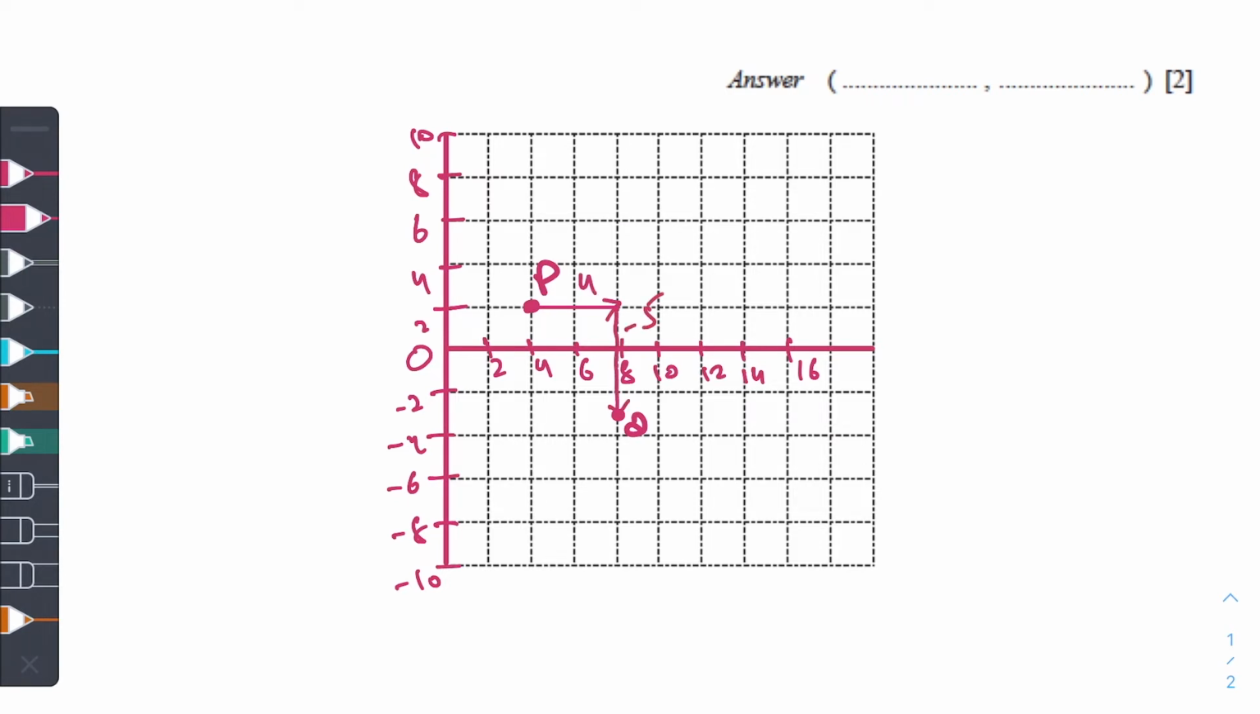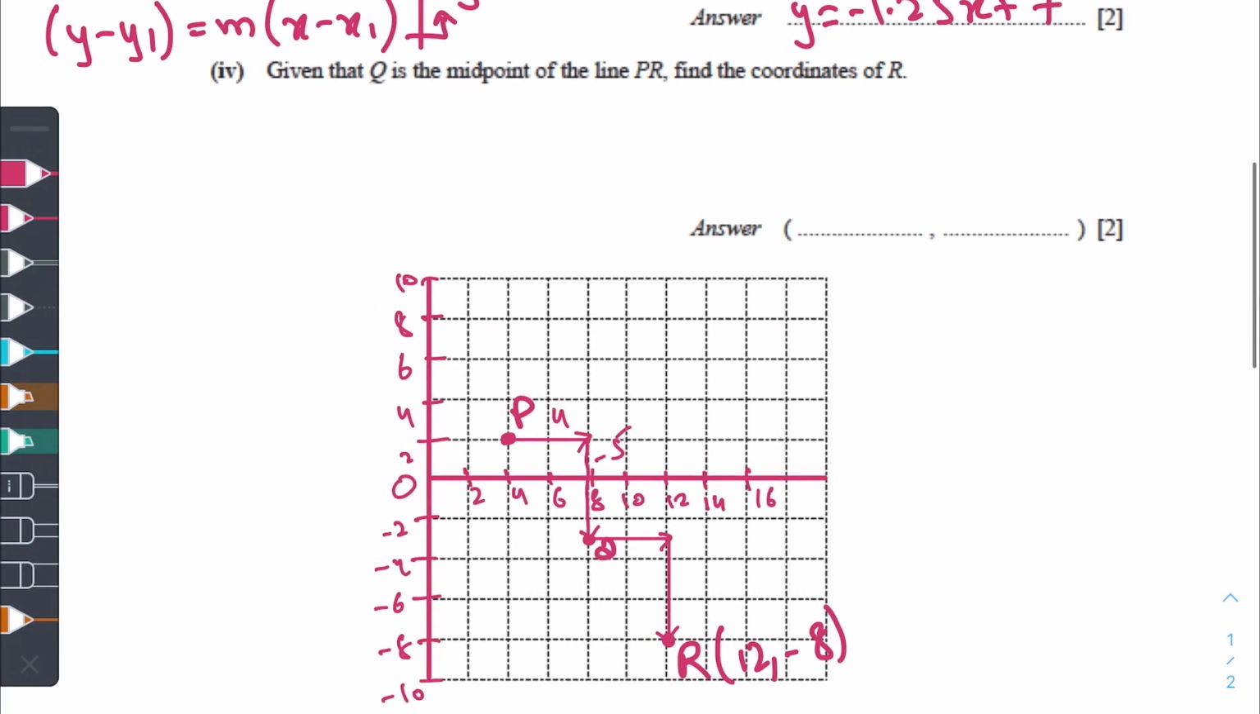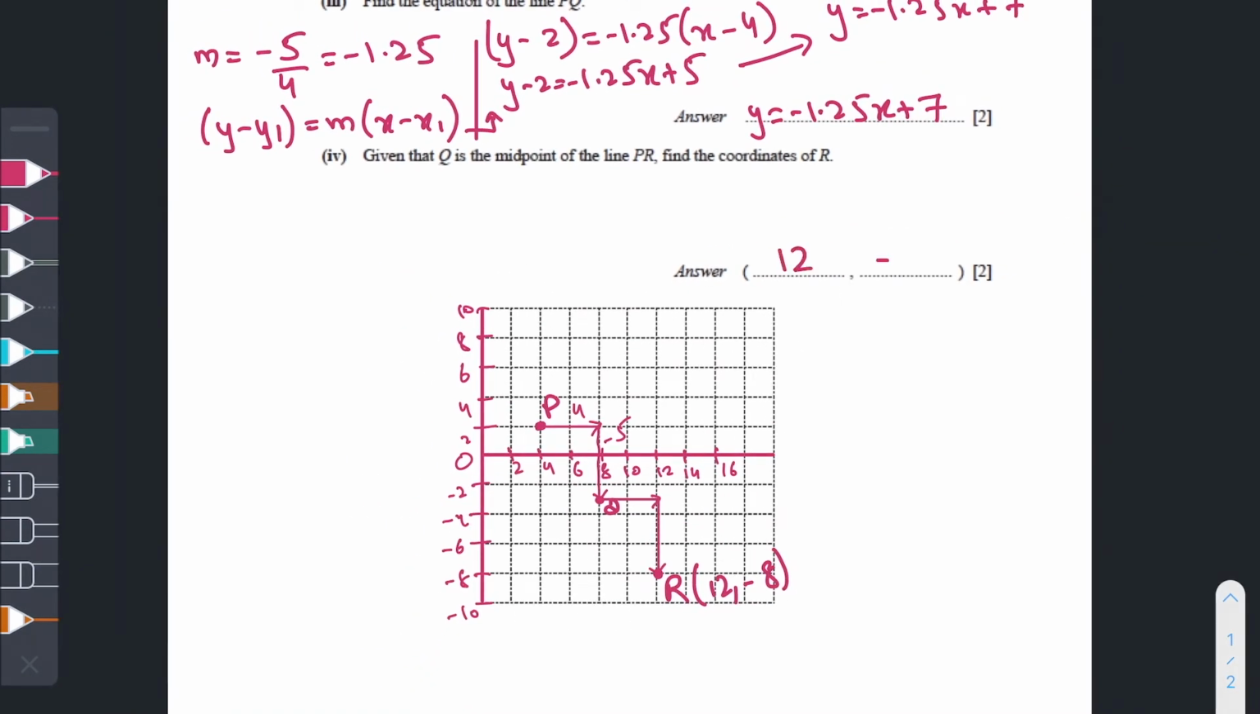Since Q is the midpoint of PR, you would still move 4 units to the right from Q and 5 units down. Where you end up, that is the point where R is. So the coordinates of R then become 12 and -8. This is our answer to this part. We write the values over here, 12 and -8. And we move on to the next part.